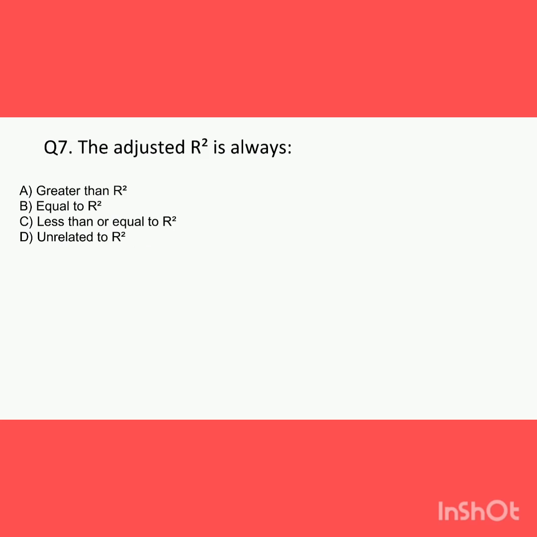Now our next question is question number 7. The adjusted R square is always option A, greater than R square. B, equal to R square. Option C, less than or equal to R square. Option D, unrelated to R square.